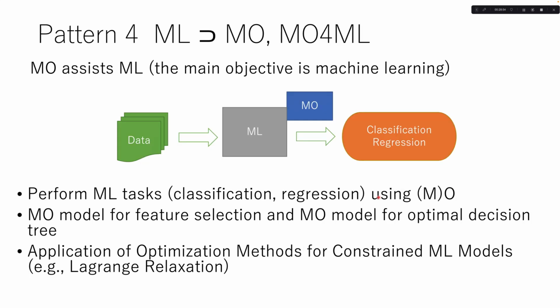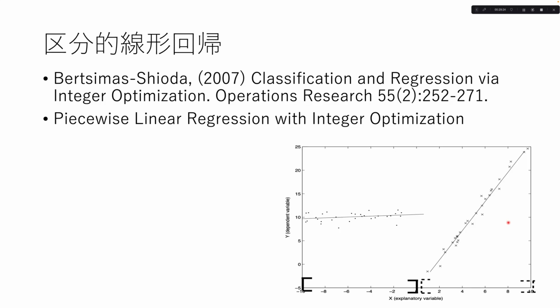Pattern 4 is classified as MO for ML, where mathematical optimization assists machine learning. The primary focus here is on machine learning, with mathematical optimization playing a supporting role. For example, machine learning with constraints on parameters can be formulated and solved as an optimization problem. Additionally, there are studies where mathematical optimization is used for feature selection in machine learning or to construct optimal decision trees. A method for performing classification and regression using integer optimization was proposed by Bertsimas and colleagues.